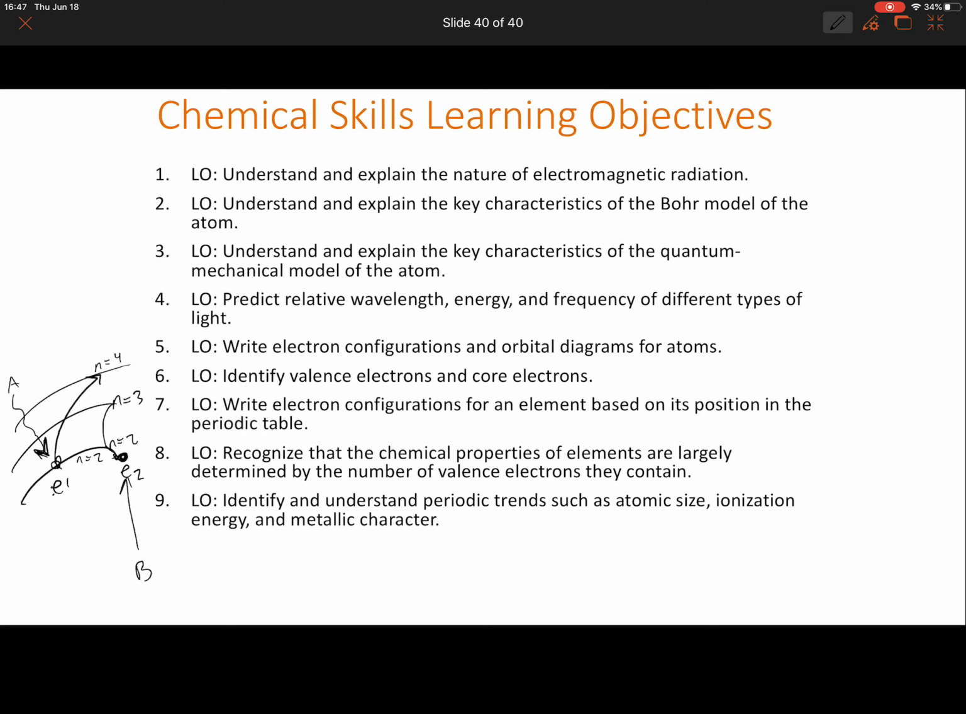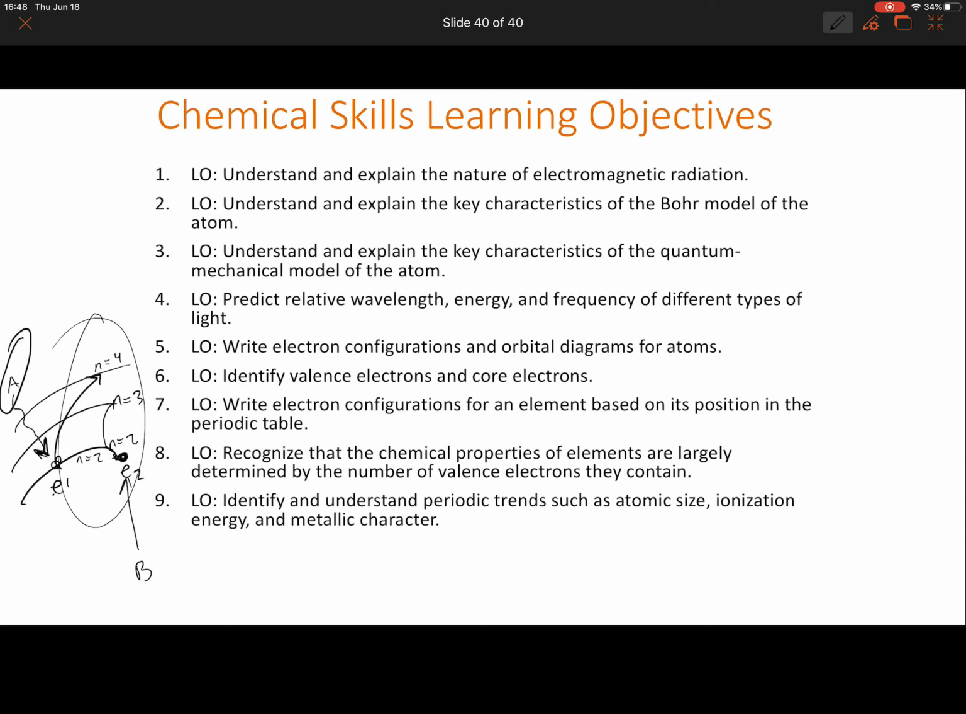Those kinds of things. And you should be able to not spend too much time thinking about it to conceptually understand the difference. I'll briefly state it here. Going from 2 to 4 requires a larger energy distance than going from 2 to 3. Larger energy corresponds with shorter wavelength. So A had to have the shorter wavelength, the more energy, the higher frequency. B had the longer wavelength, the smaller frequency, the smaller energy.